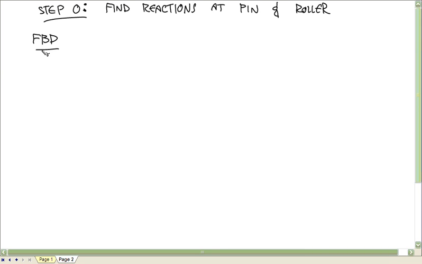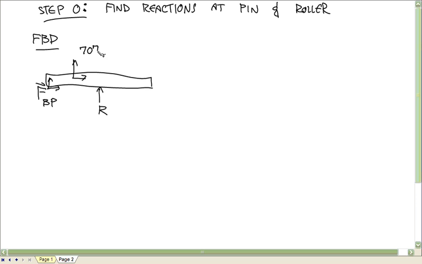Okay, so free body diagram of the beam. We'll put a force here. I'll call it force on the beam by the pin. And then there's a force here. I'll call it R. Then if you break this force into components, you get 7071, negative 7071.